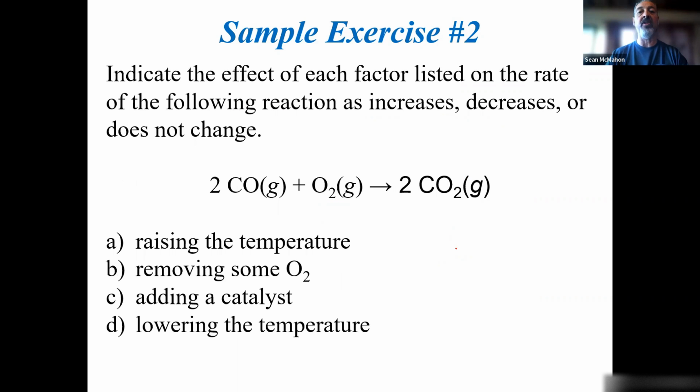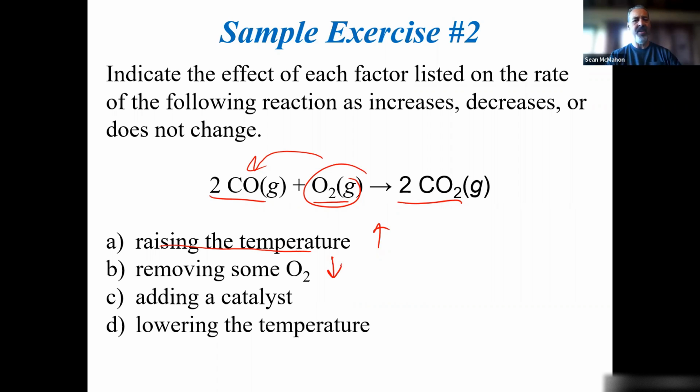So let's look at this particular example. So we have 2 moles of carbon monoxide combining with 1 mole of oxygen to give 2 moles of carbon dioxide gas. What would the effect have? Would it increase, decrease, or not change the reaction rate at all? So again, if I'm raising the temperature, that's going to increase the reaction rate. If I take away some of this O2, there's fewer of these particles to collide with carbon monoxide. So that's going to decrease the reaction rate because I need more collisions. So removing O2 decreases the reaction rate.